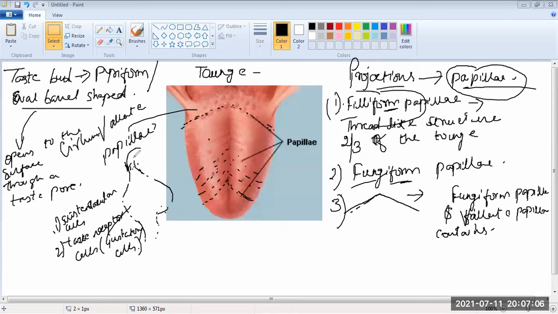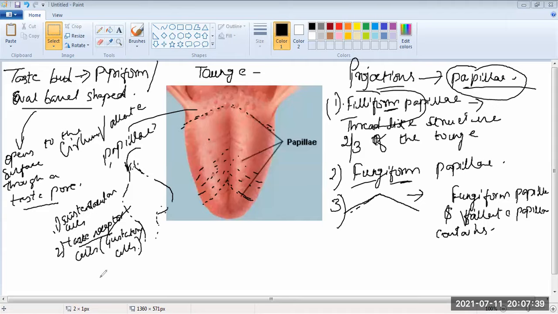Right? So when you eat something and the food is mixed with watery saliva, it flows into these pores. These taste buds open to the surface of the tongue through a pore called the taste pore. So the food flows into this taste pore, and when it comes in touch with these taste receptor cells, you feel the taste of the food, right? So it is due to these taste receptor cells that you feel the taste of the food, right?